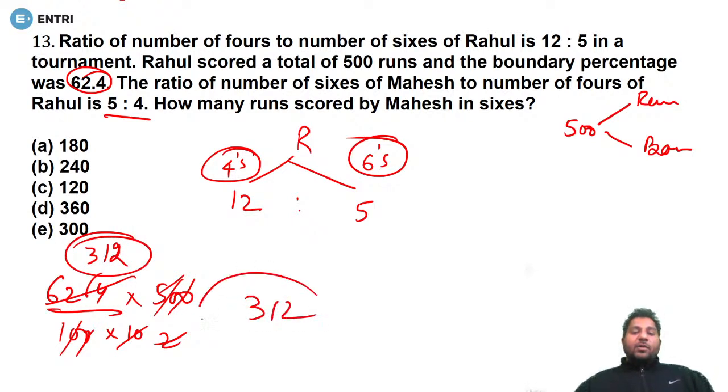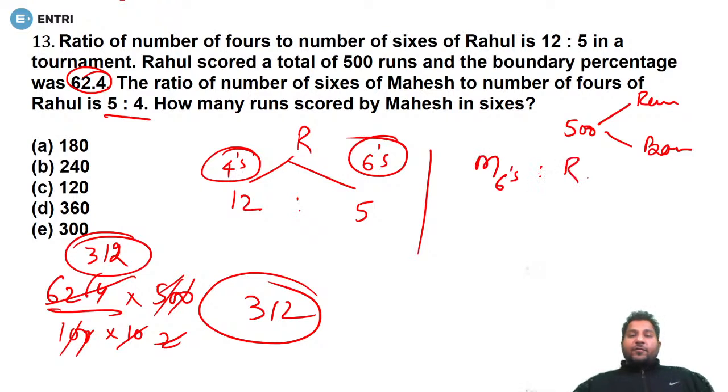So 3, 1, 2 are the runs scored among fours and fives. Okay, so let's find out the next ratio. The ratio of the number of sixes of Mahesh to the number of fours of Rahul is 5:4.